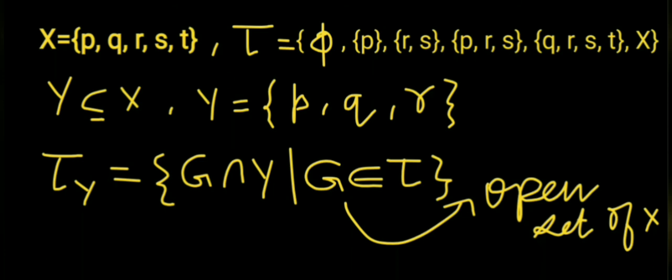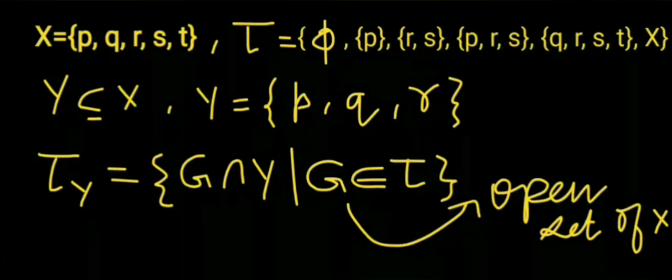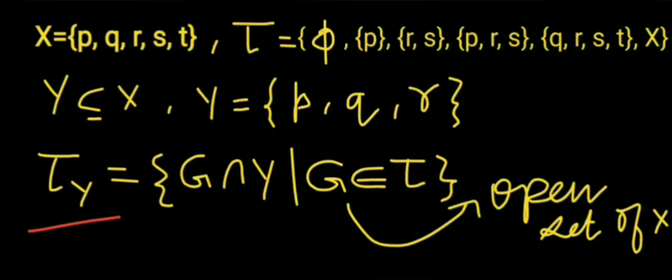And now we are taking up a subset of the set X, that is {P, Q, R}, containing 3 elements, and you can easily see it is a subset of X. Now we have to define a subspace topology on the set Y, and members of this tau Y are of the form G intersection Y, where G is an open set of X.